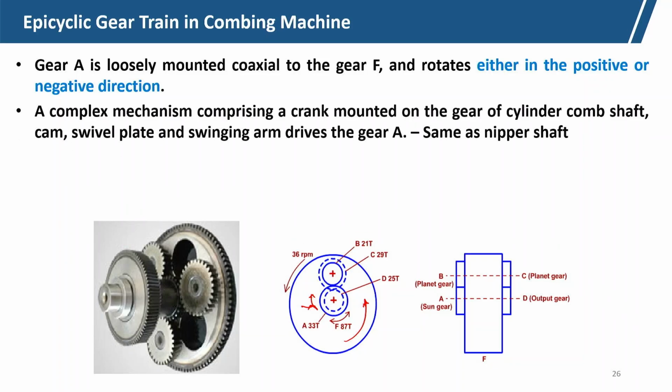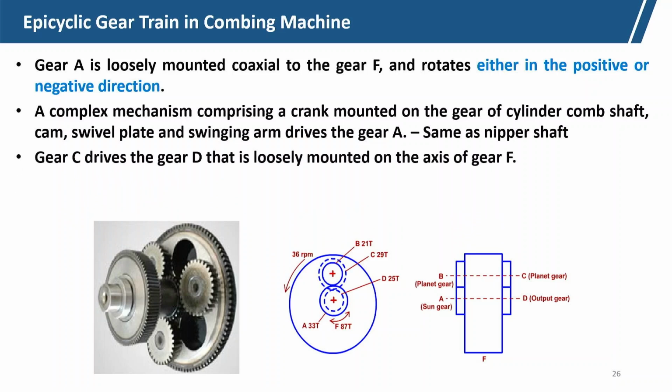A complex mechanism comprising a crank mounted on the gear, cylinder gear, cam, swivel plate and swinging arm actually derives the motion of gear A. So, the cylinder gets the simple rotational motion, but the complex motion, that is positive and negative direction motion, we get from this combination, the complex motion mechanism, and this also gives the drive to the rocking shaft, that is the nipper shaft also.